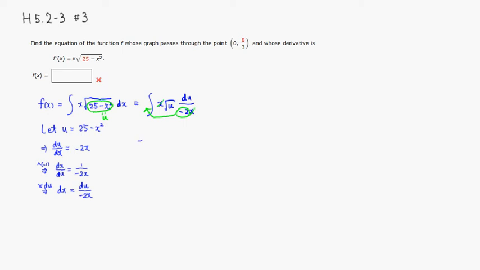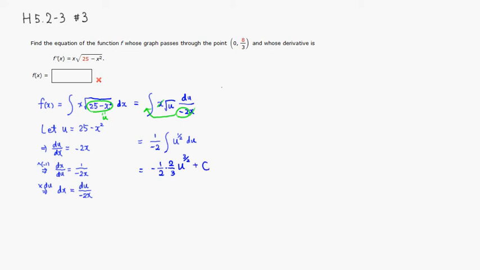Right, so we will have 1 over negative 2, right? I don't like square root, so I'm going to write it as u to the 1/2 power with respect to u, right? Then you have a negative 1/2 times the antiderivative of this, which is add 1 to the power, so 1/2 plus 1 is 3/2. Divide by 3/2 is equivalent to multiply by 2/3. Right, then plus some constant c.